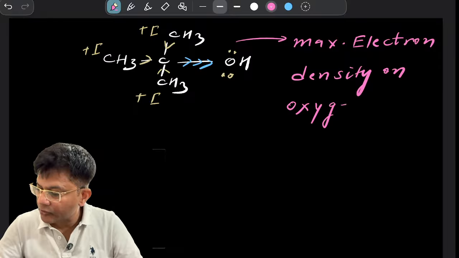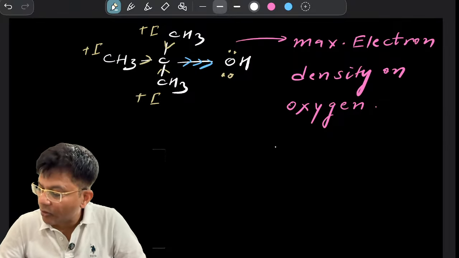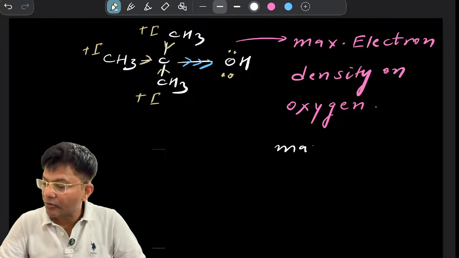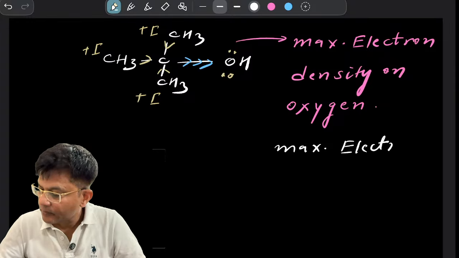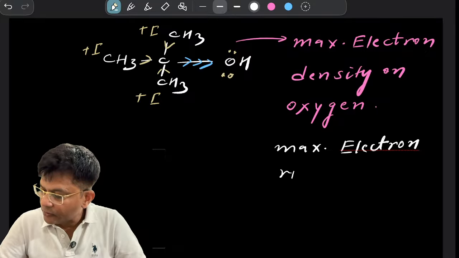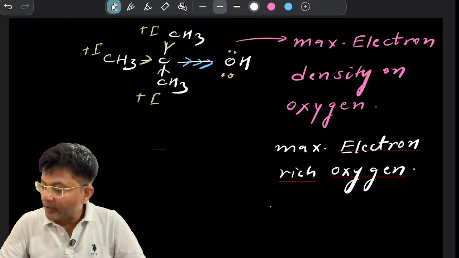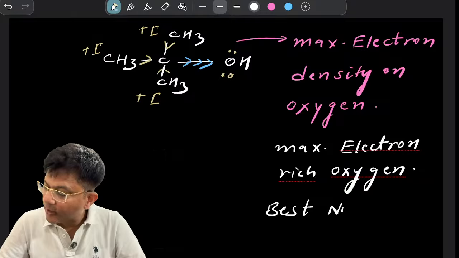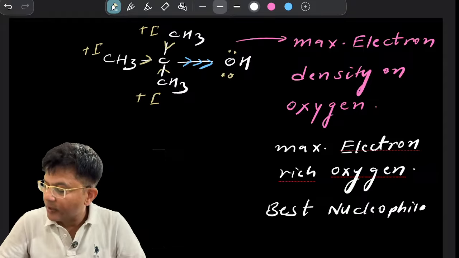maximum electron rich. Oxygen has become maximum electron rich, and maximum electron rich oxygen can donate its electron very easily. So best nucleophile, I would like to say it is best nucleophile as well as it is best base.